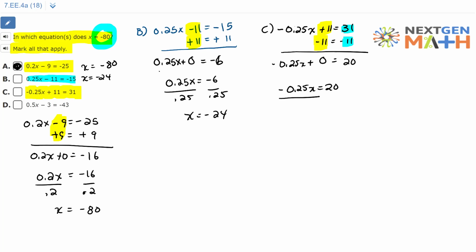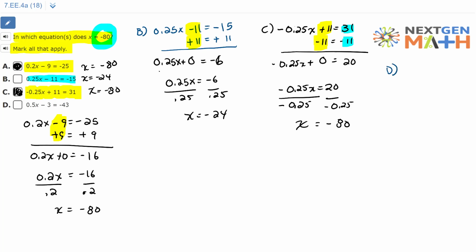To solve this, we're going to divide each side by negative 25 hundredths. In doing so, negative times a negative is a positive. We're going to be left with x, and x is going to be equal to 20 divided by negative 0.25. Well, that's equal to negative 80. So x equals negative 80. So C is true.